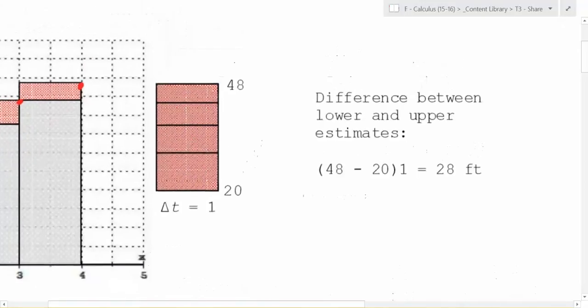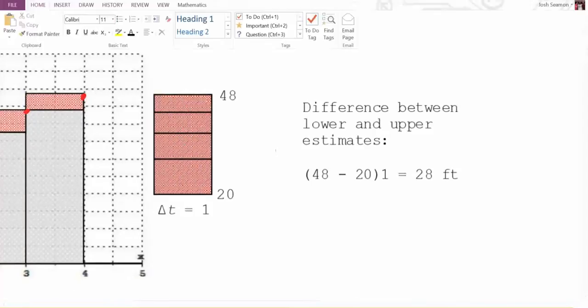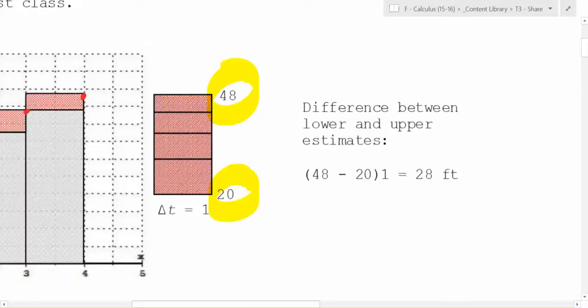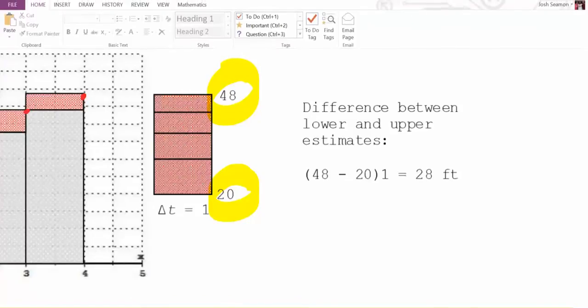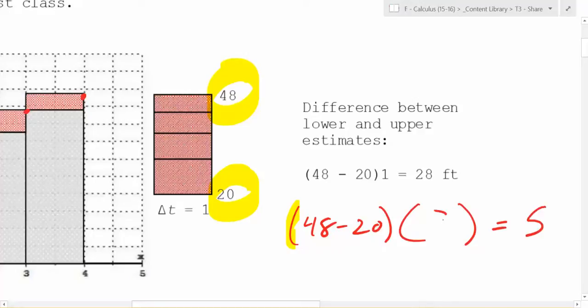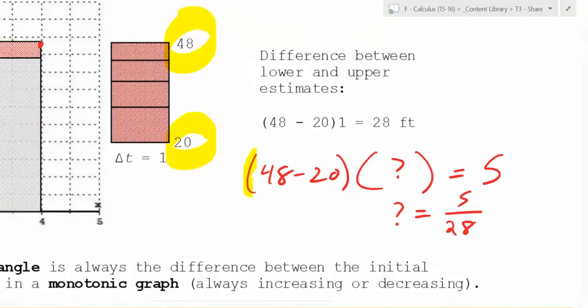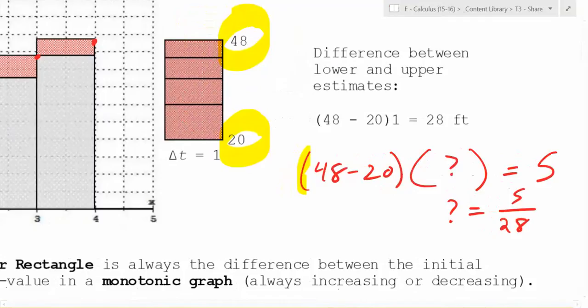Which part of this rectangle doesn't change right there? The red rectangle. What part doesn't change? The height, right. So it's still going to be 20 to 48. So we know we're going to need 48 minus 20, times something. We want it to equal 5, so that is going to be 5 over 28. So the width has to be 5 over 28. We want the delta t to be 5 over 28.